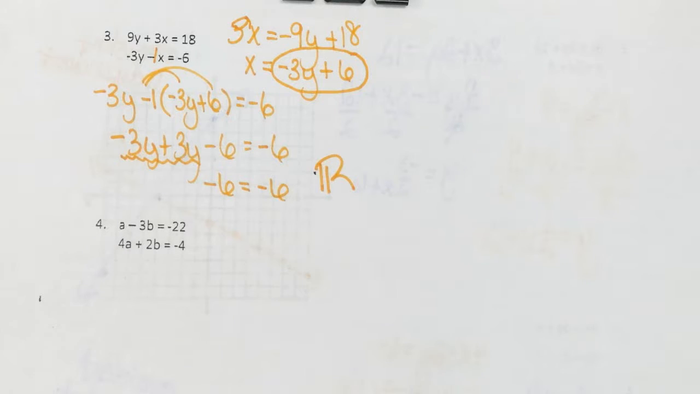All right, we're on number 4, because I want y'all to try number 4, but it's got A's and B's instead of X's and Y's. So how do you know which one's which? Beautiful. Alphabetical order. A would be X, and B would be Y. So y'all try that one real quick.